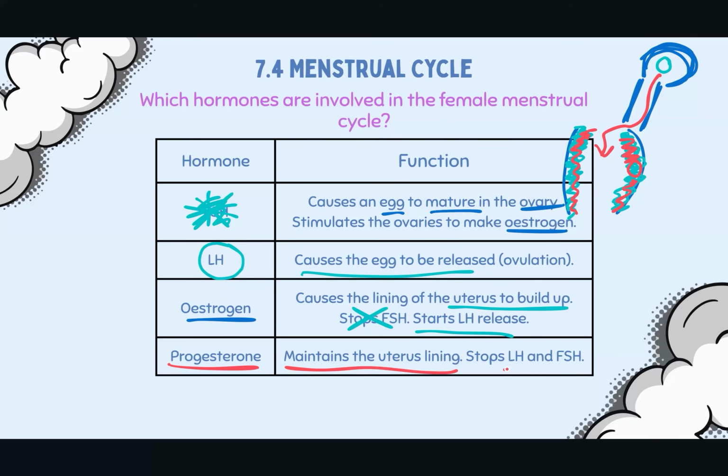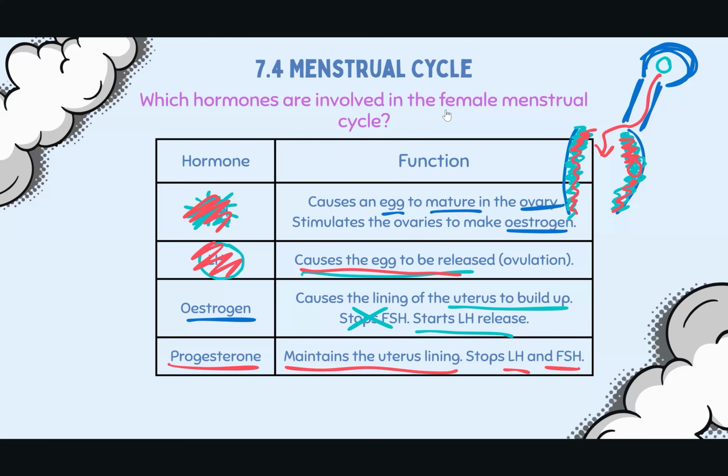And also it stops LH and FSH. Now, that means it inhibits its production. Why is that important? Because it stops FSH because we don't want another egg to be matured. And it stops LH because if for whatever reason the egg did become mature, we don't want the egg to be released. At this point, that one egg's already been released.